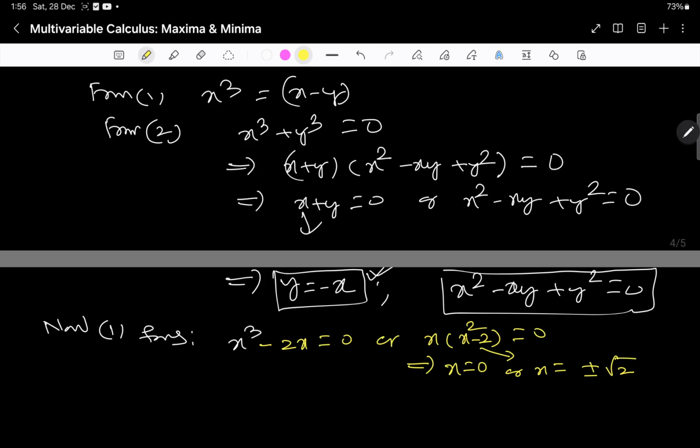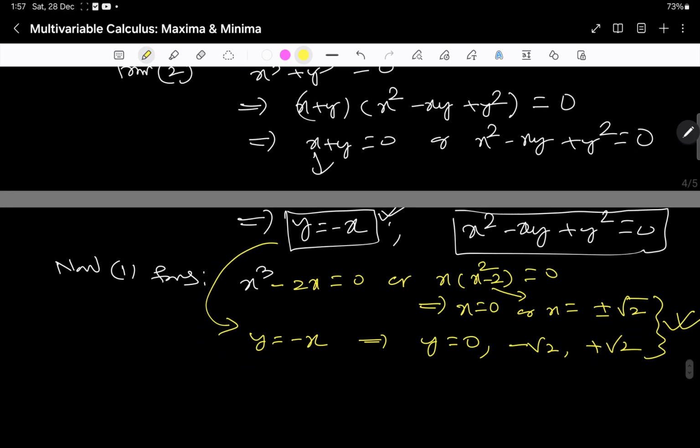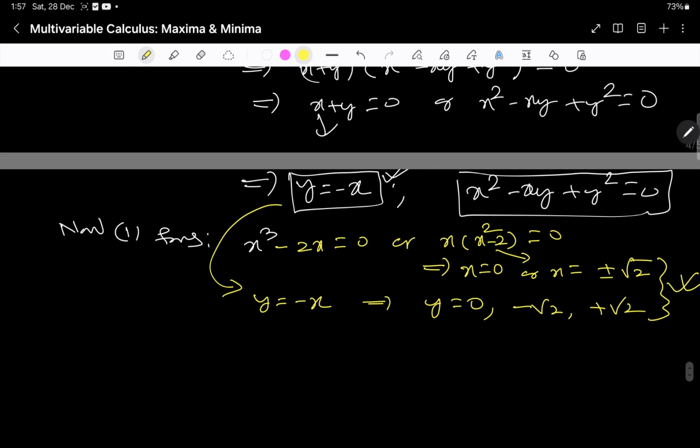Now let us see the values of y. So what is y? Your y is here minus x. So that means your y is equal to 0 and y is equal to minus root 2 and plus root 2. Now simultaneously we consider these points. So what are the points here? Thus the stationary points are 0 and 0.